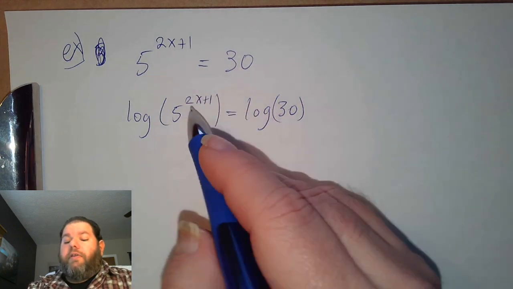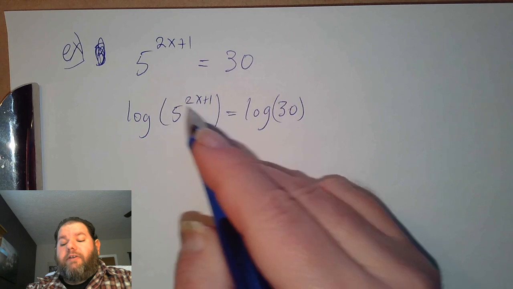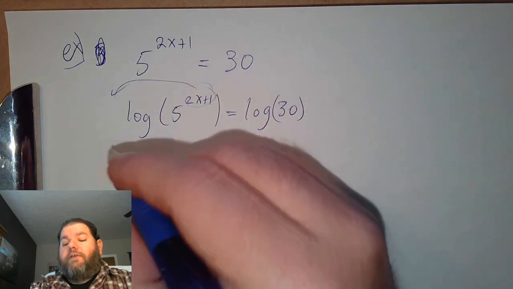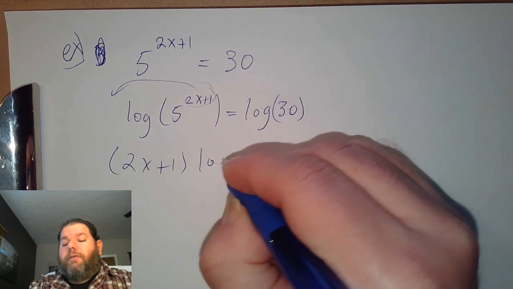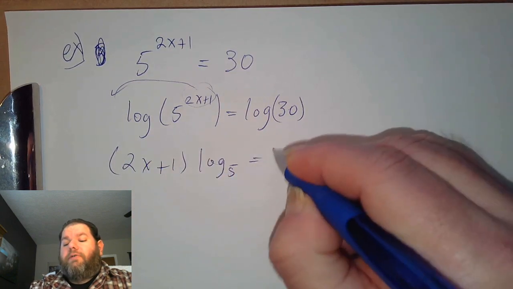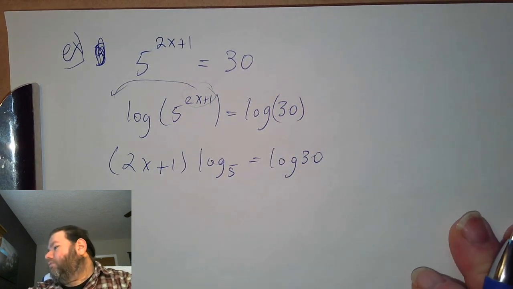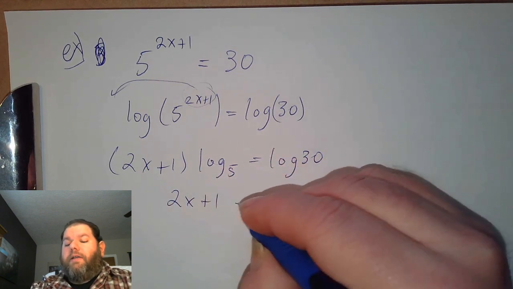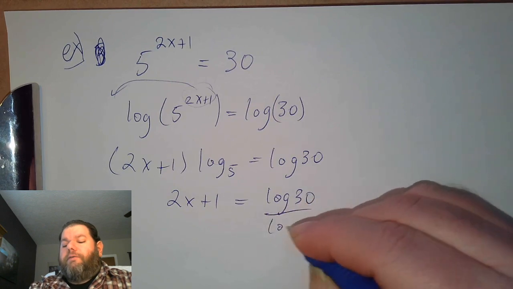Now, on the left-hand side, because now we have a logarithm, then the exponent, we know we can manipulate that by moving it out as a coefficient. So 2x plus 1 times log 5 is equal to log 30. We can then divide by log 5, so we have log 30 over log 5.